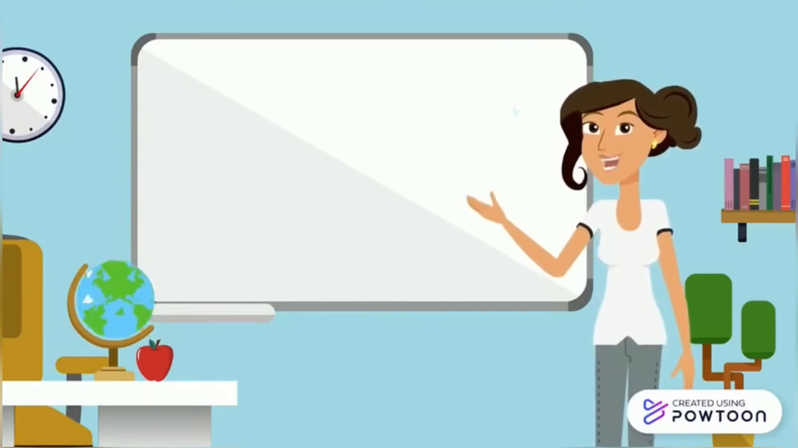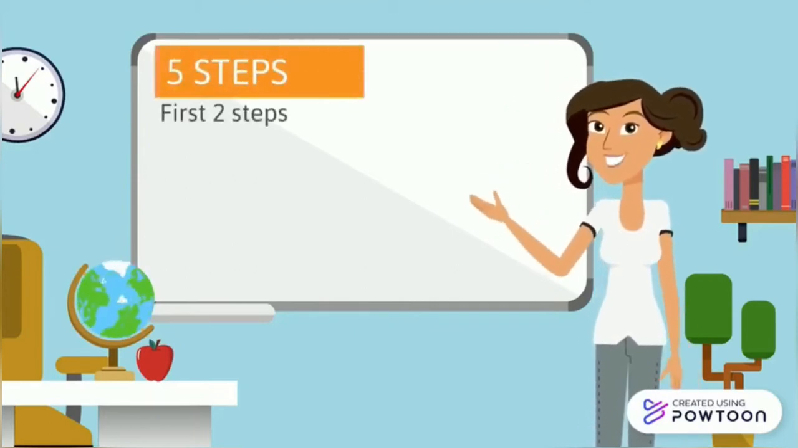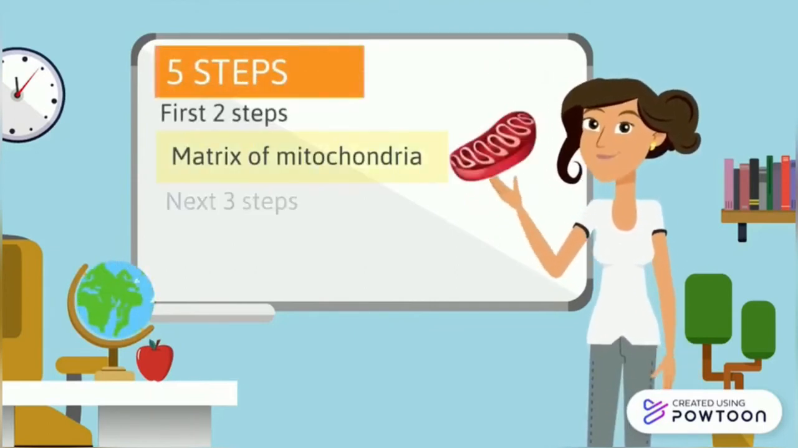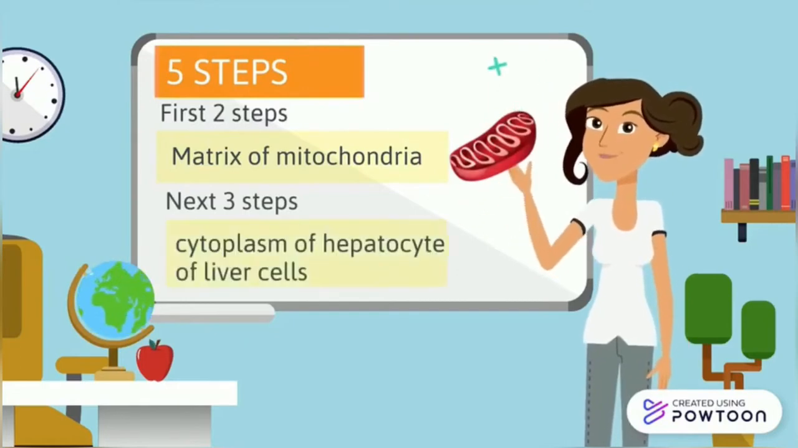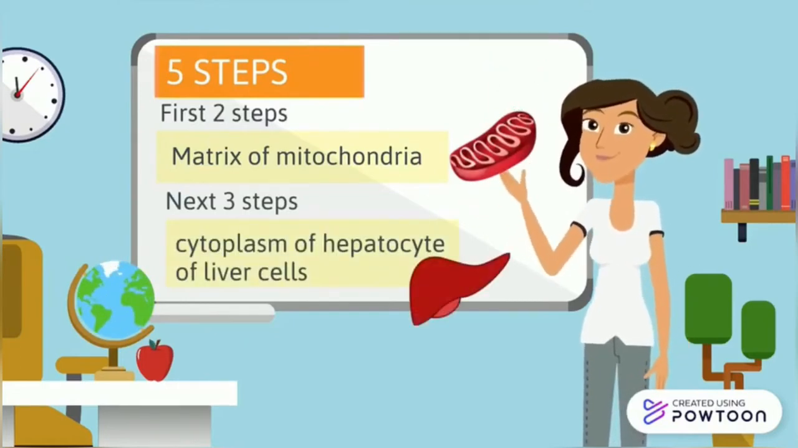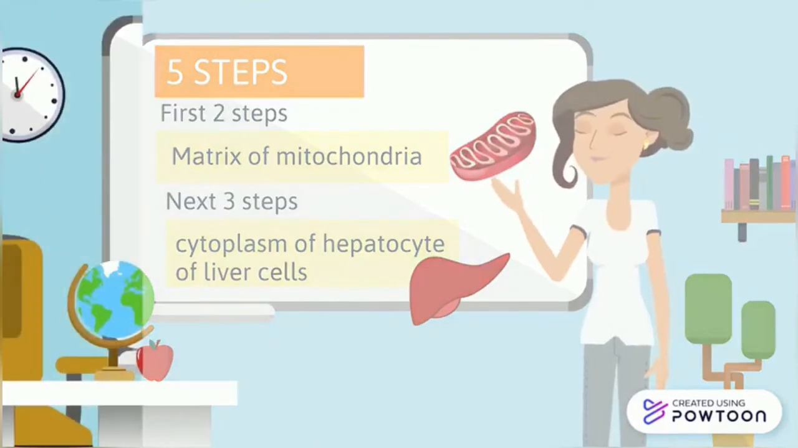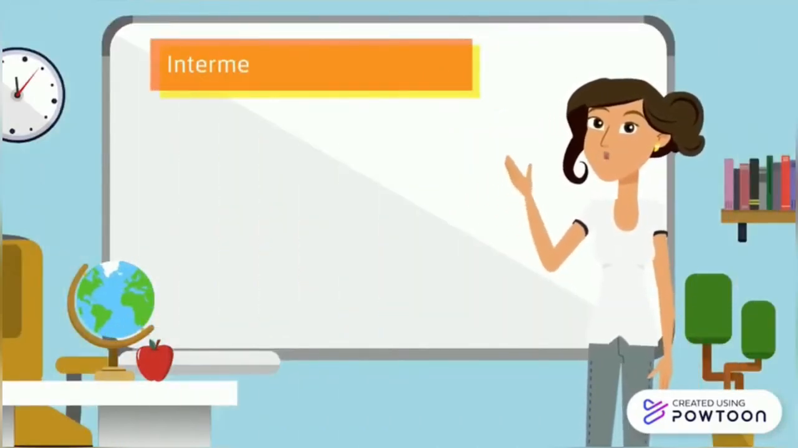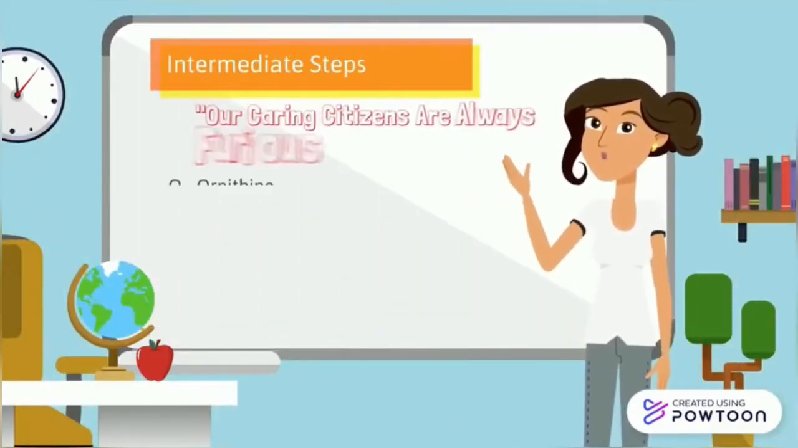Now, let's talk about the cycle. We can break down the cycle into 5 steps. The first 2 steps take place in the matrix of the mitochondria of the liver cells. Meanwhile, the other 3 steps take place in the cytoplasm of the hepatocytes of liver cells. Before we explain the urea cycle in depth, let me show you how we can remember the intermediate steps and the enzymes involved easily.